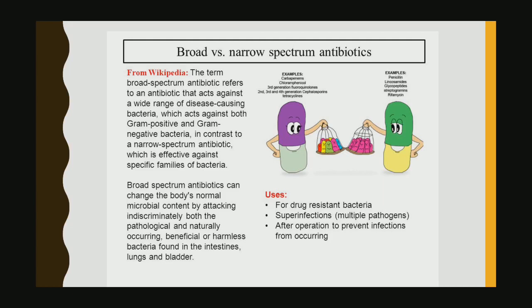So what is given here is, broad spectrum antibiotic refers to an antibiotic that acts against a wide range of disease-causing bacteria, which acts against both gram positive and gram negative bacteria, in contrast to the narrow spectrum, which is effective against specific families of bacteria. Broad spectrum antibiotics can change the body's normal microbial content by attacking indiscriminately both the pathological, naturally occurring, beneficial or harmless bacteria found in the intestine, lungs and bladder. So for this reason, in case of superinfection, severe infection, uncontrolled infection, or infection over a long period of time, it can be encountered by a broad spectrum. Unnecessarily, we should not use broad spectrum. We prefer narrow spectrum antibiotics. So this is the point to understand.